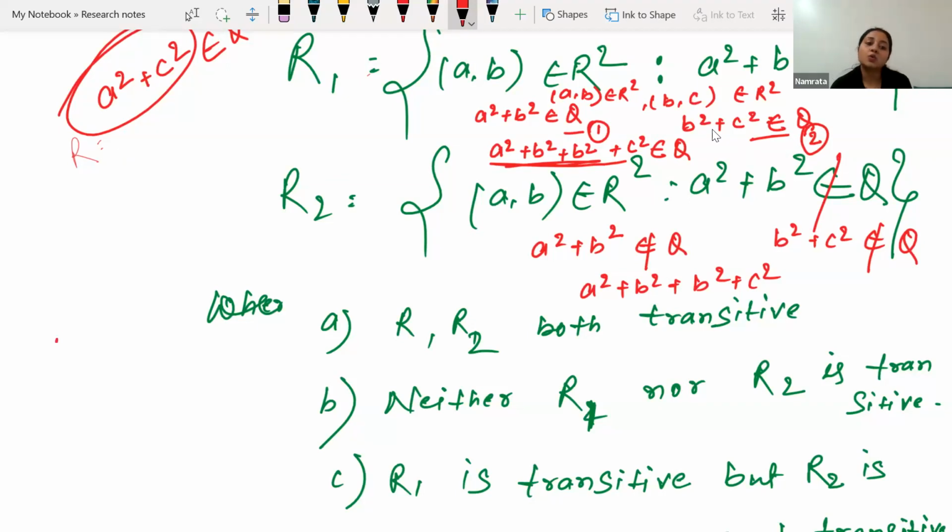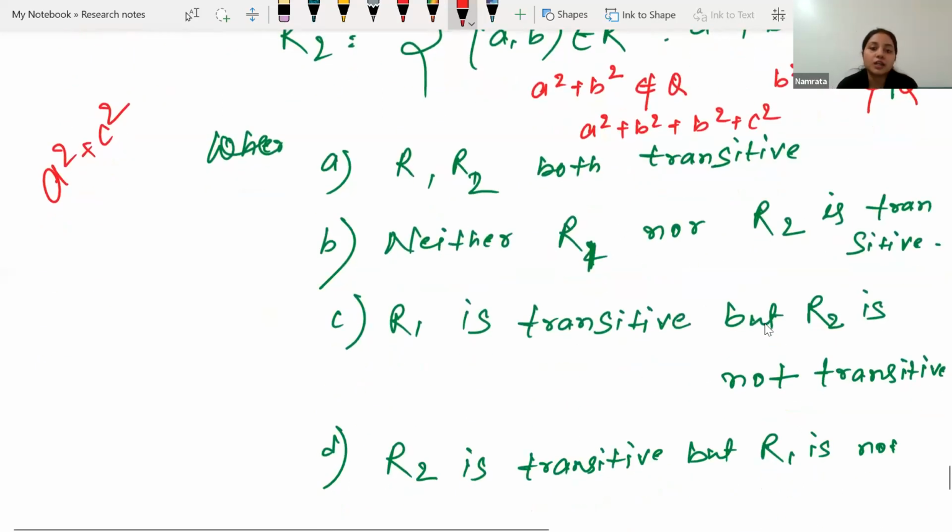But we cannot say only a square plus c square will be irrational or not. That we are not sure about. So it is not transitive. First one also, transitivity we are not able to prove. Second one also, we are not able to prove the transitivity, and hence which option is the correct option? So we can say option number B, neither R1 nor R2 is transitive.